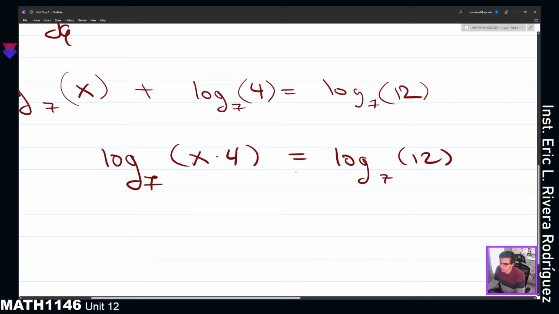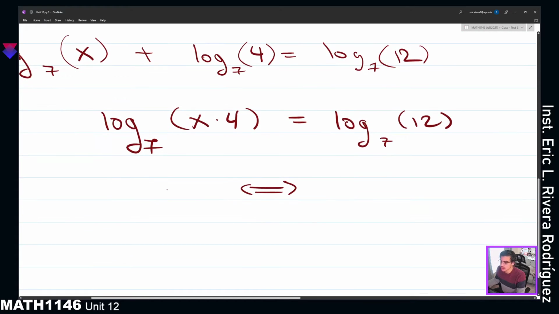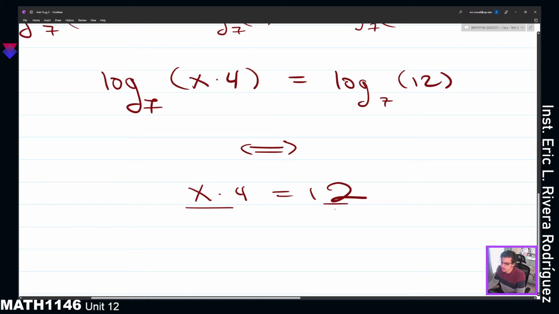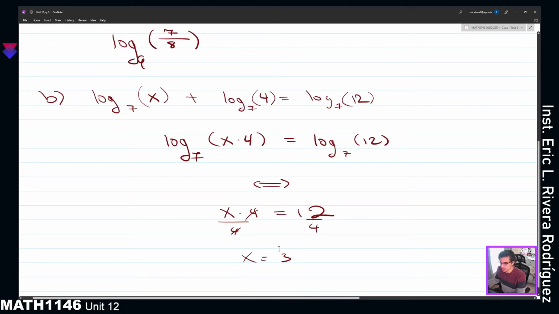So we need to go further because we are looking for the value of x. But here we can use the property where we have an equation. Both sides of the equation have a logarithmic function. They share the same base, 7. So we can conclude that x times 4 equals 12. And we know how to solve this. Here we just need to divide both sides by 4. And we get x equals 3. So what was missing is 3.